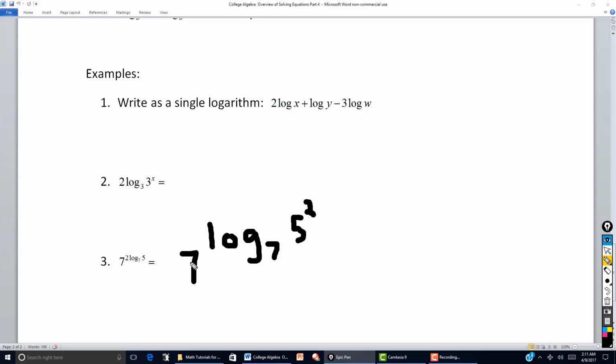So now I have the base 7 and the base 7, and the coefficient here is a 1. So now I have it set up according to the property. So now you can see that the answer is going to be 25. 5 squared is 25. And that's your solution.